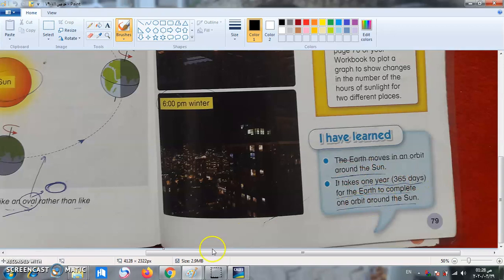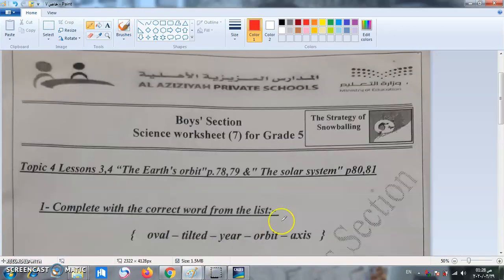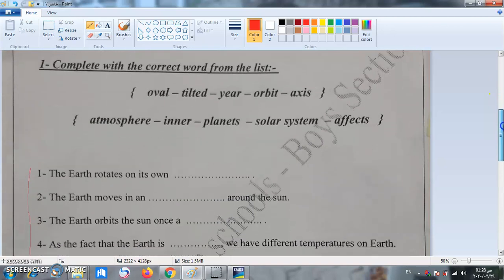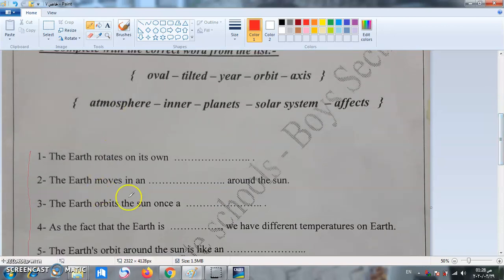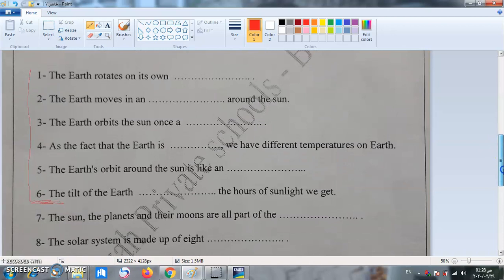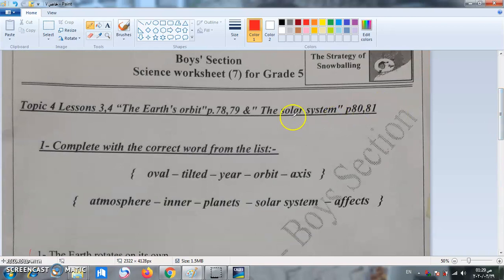Okay, now open your booklet to answer the homework of today. Page 7, sorry, the last page in our booklet. You have to answer all these sentences from 1 to 6. Okay, from 1 to 6, and from 7 to 10 it will be inshallah about the next lesson and the last lesson next time inshallah.